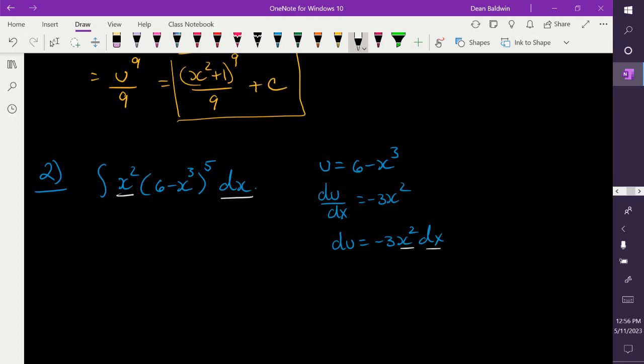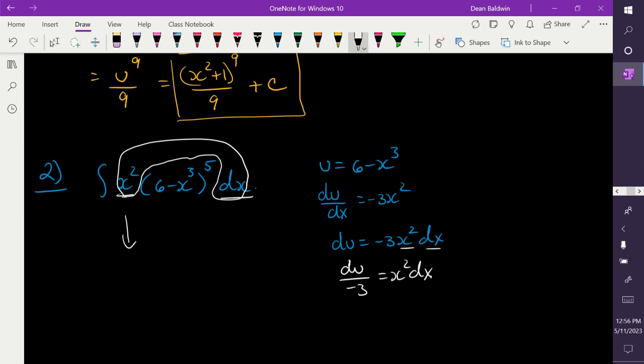But there's negative 3 there, right? How do I get rid of the negative 3? Yeah, divide it off. So if you divide off the negative 3, you get du over negative 3 is equal to x squared dx. My whole point is to get rid of this. So everything that I just circled in white is equal to du over negative 3. So the integral is now, this was u, so I get u to the 5th times du over negative 3.